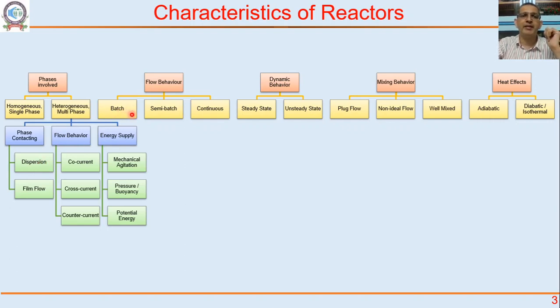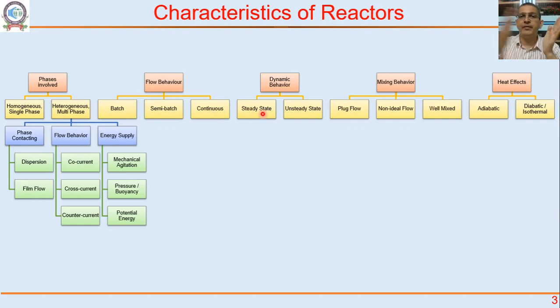Ammonia reaction is made in a continuous manner. It is not made in a batch manner. So nitrogen, hydrogen are coming in, the reactor is operating continuously, ammonia is going out continuously. And it's a steady state operation.